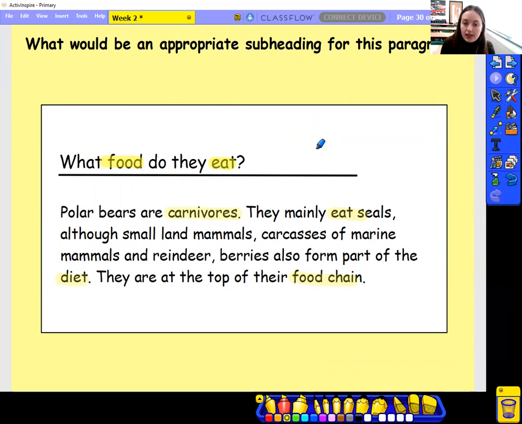What food do they eat? And every bit of information in that paragraph talks about what polar bears eat. It's telling me that they are carnivores. It's telling me the animals that they eat. It's telling me other things that were part of their diet. It's telling me about their food chain. It's all about things that they eat. Now, I know this is really tough, so we're going to keep working through it together.